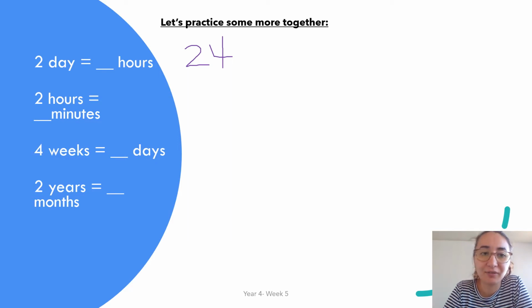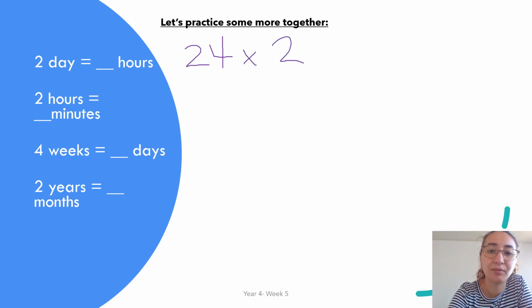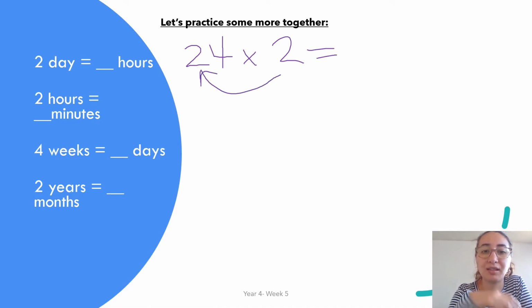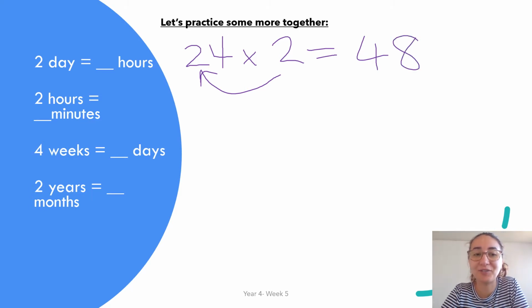But if we look back at the question, it's asking us for 2. So when we've got this, we need to multiply. Or we could do repeated addition. We know 24 plus 24. 24 times 2 equals, so we can do our split. So 2 times 4 in the ones column is 8, and 2 times 2 in the 10's column is 40. We have 48. But our answer is not 48. You must remember to use the unit of time, and we need 48 hours. I'm going to just abbreviate it here.